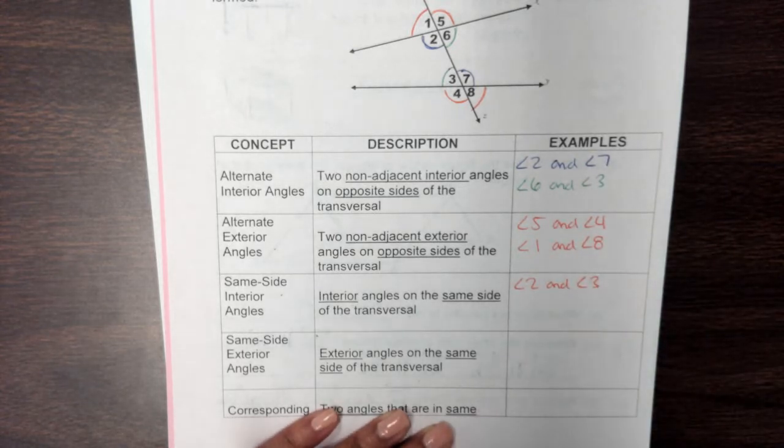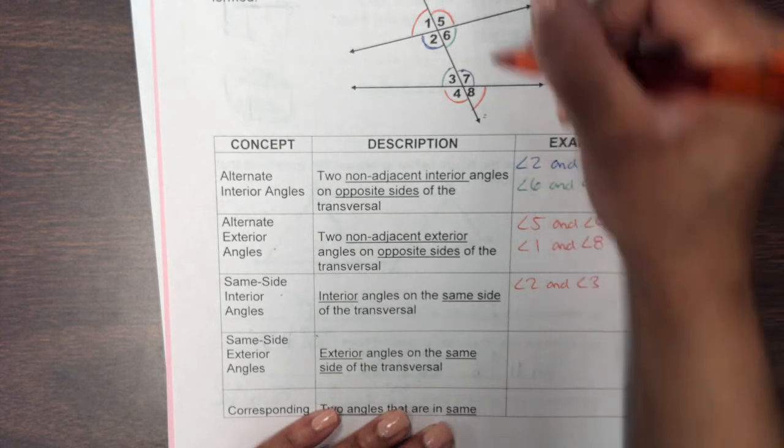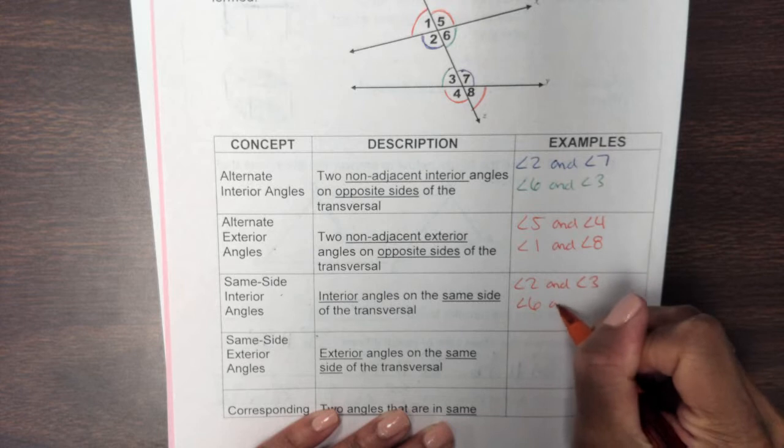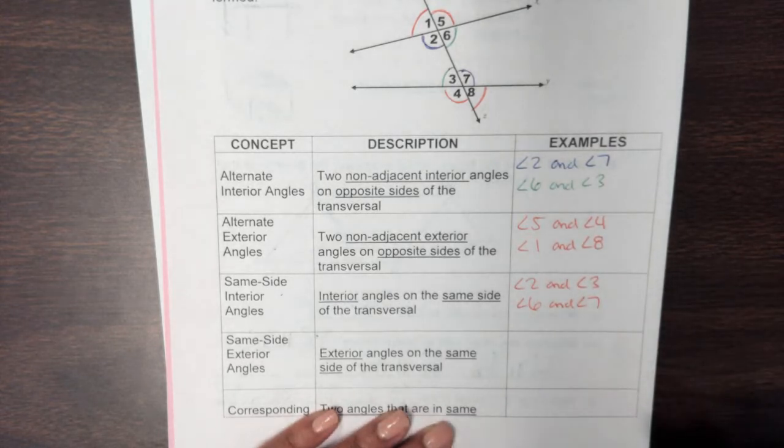But what would be another one? What about 6 and 7? They're on the interior, and they're right next to each other. So we have angle 6 and angle 7. Okay?